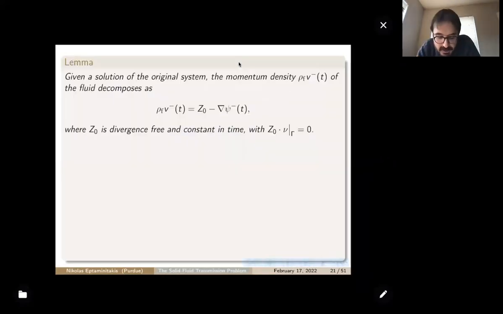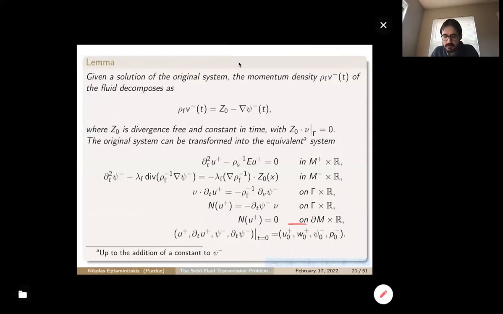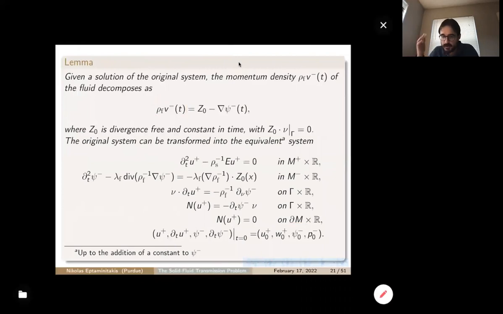Okay, so first we would like to reduce the study of the fluid to a study of a potential. So what you can do is you can have some sort of Helmholtz decomposition for the momentum density, this product of density and velocity in the fluid, into a divergence-free part and a potential part. And to obtain this decomposition, usually you have to solve a Dirichlet problem. In this case, you have to solve a Neumann problem. So you can get this psi up to a constant.